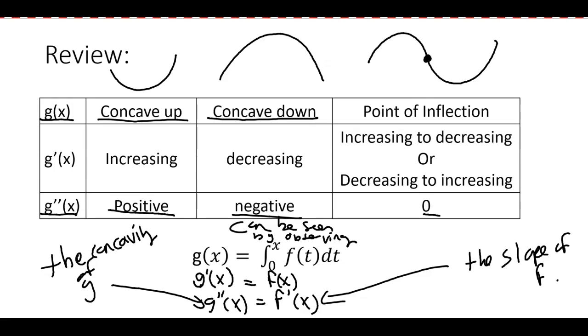So if G prime, which is F, is increasing, that would mean it has a positive slope, right? Or if G prime is decreasing, that means F is decreasing, and if F is decreasing, that means it has a negative slope. Or if G prime changes from decreasing to increasing or increasing to decreasing, then at those points, that's when the concavity would be changing. Okay? All right. Clear?